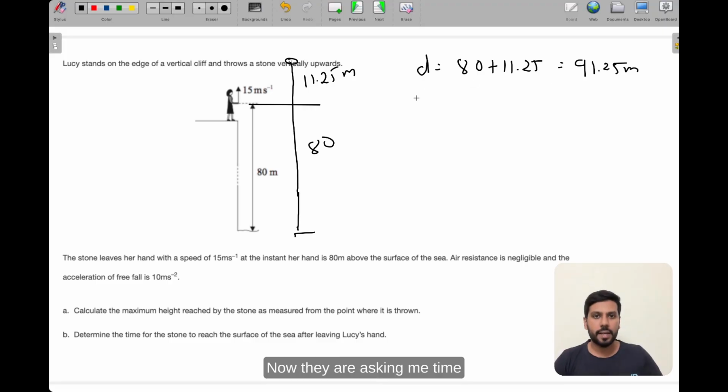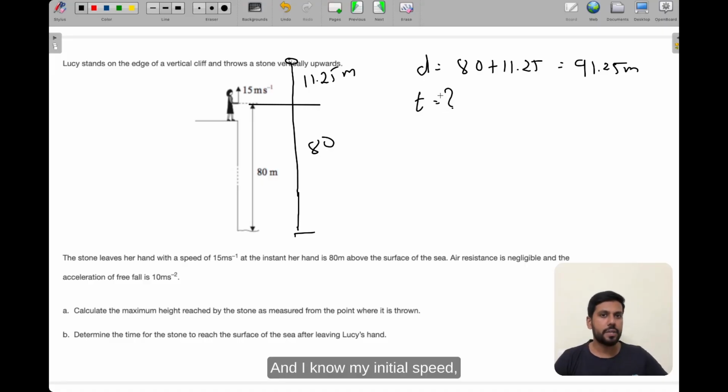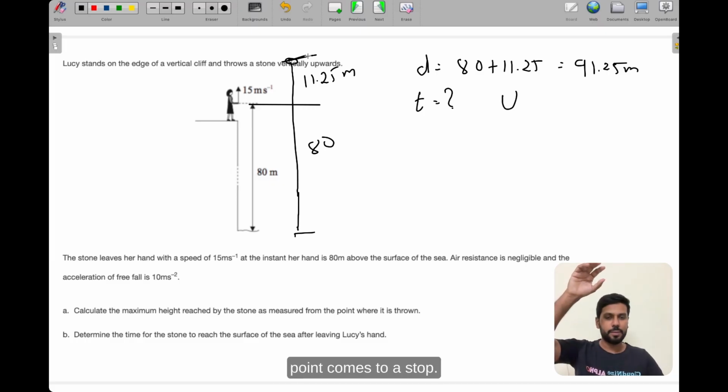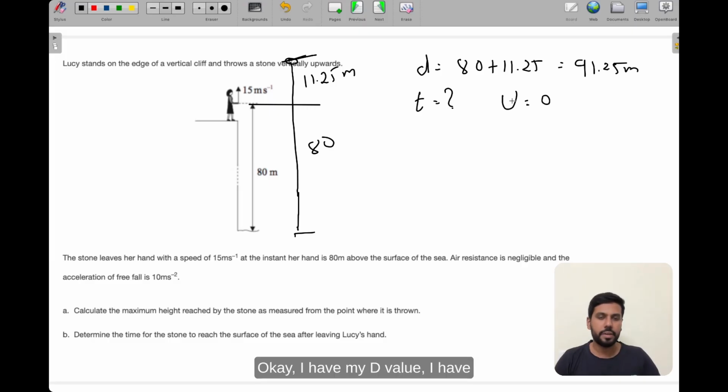Okay. Now they are asking me time taken for it. And I know my initial speed. At this point, students, I just told you it comes to a stop, right? At the topmost point, it comes to a stop. So my initial speed is 0. I have my d value. I have my u value. And I have my a value.